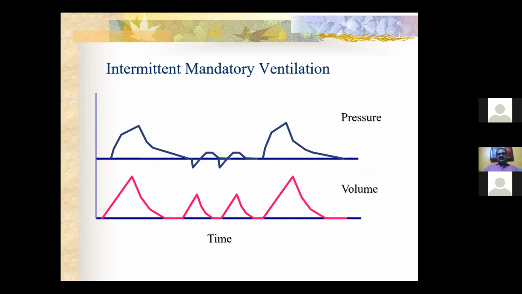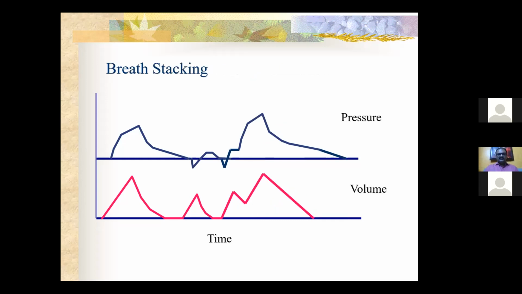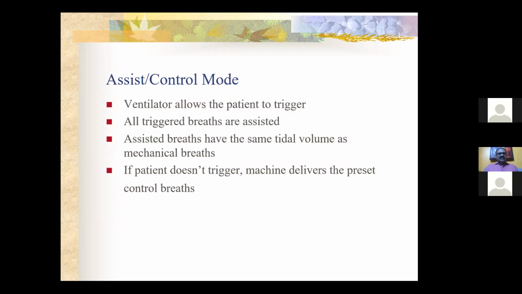Intermittently, they will give the preset volume, or the pressure, but the patient is also allowed to breathe in between, and it's not being supported by the ventilator. So the volumes in between will be very small, depending upon the muscular effort of the patient. What it can cause is breath stacking, where the patient is trying to take a breath, but the machine will be giving a mandatory ventilation, and if they coincide, there can be breath stacking. So there can be asynchrony. So then came the assist control mode.